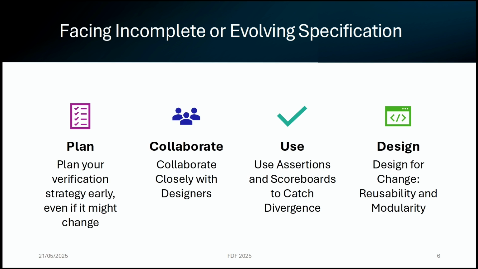And also properties will help you to constrain the stimulus, because they will tell you what is valid and what is not valid if they are placed on the inputs. And the last bit is design for change. Here I mean design your verification environment for change. So be able to reuse as much as you can, and write modular code.